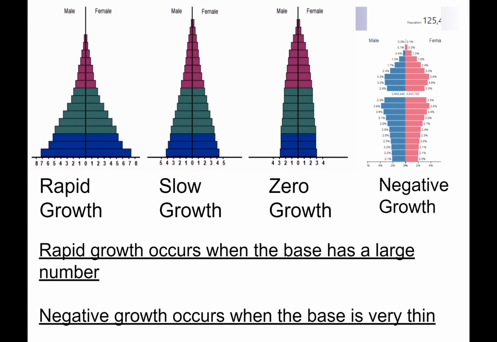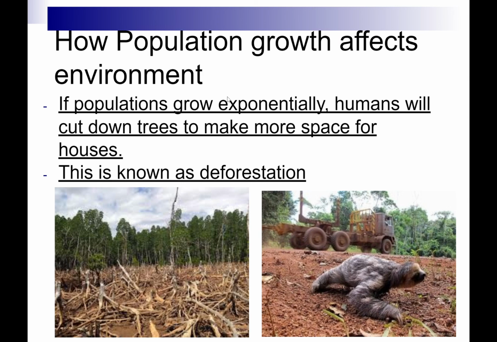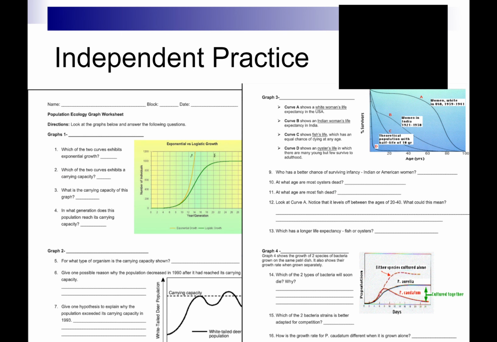And finally, how is this bad? Because population growth affects environment, because if a population grows exponentially, that means really fast, humans will start cutting down trees to make more space for houses, and here's the effect. Animals lose their houses, so when they lose their houses, they die and they start going extinct. This is known as deforestation. So that brings us to our lesson.